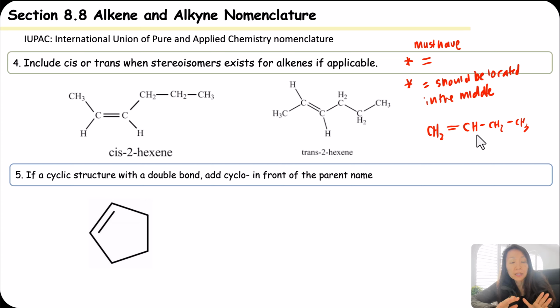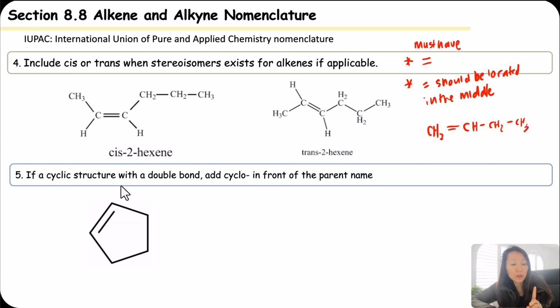Stereoisomers could apply even to cyclic alkenes, but we won't go over it. That's beyond the scope of this class. We just want to have an overview of organic chemistry.